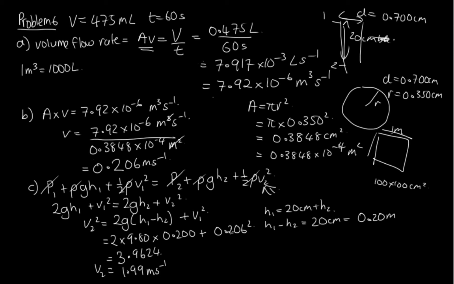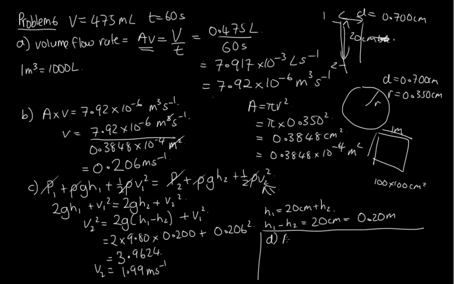Okay, now part D asks us what is the diameter of the stream 20 centimeters below the top. So hopefully we've got enough room here to do it. What we're going to need to do is use that the volume flow rate is constant. So we know the velocity of the stream, and we can use that to get its cross-sectional area. So let's start by doing that.